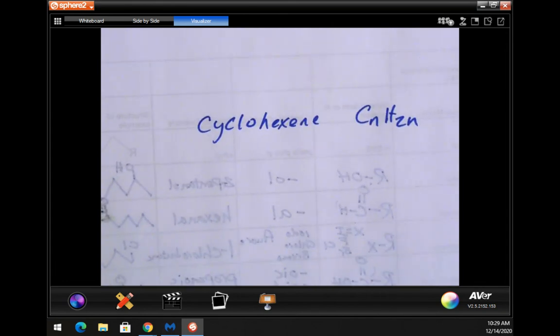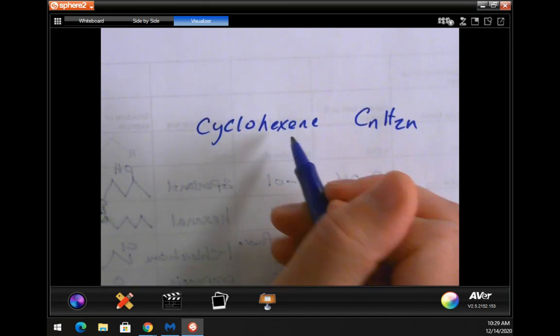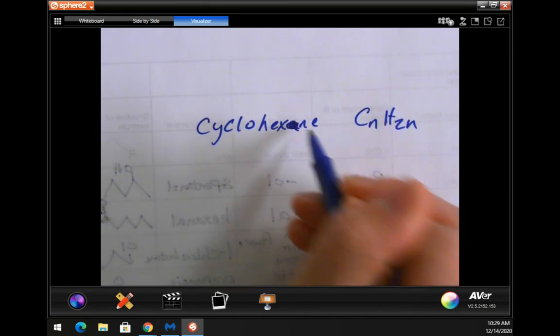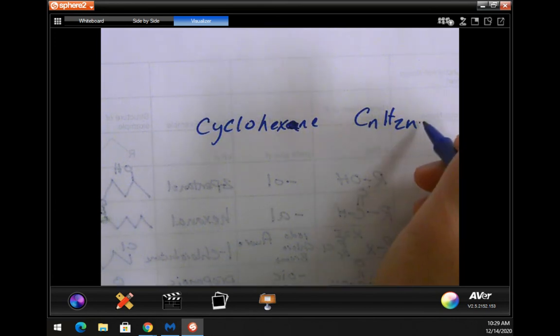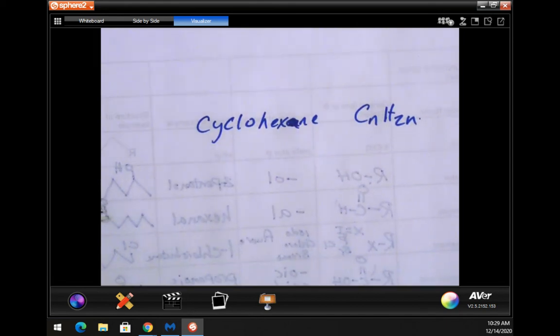Well, this has to be a hexane. It can't be an ene. If it was an ene, it'd be -2. And if it was an yne, it'd be -4. But I'm not going to make you do that. But that's what you would do.